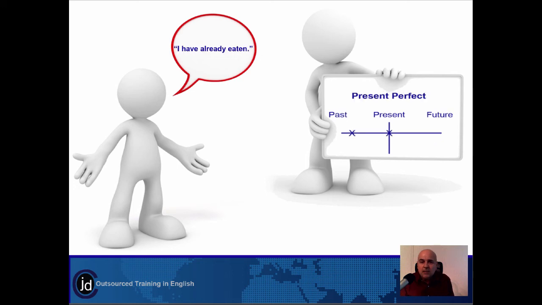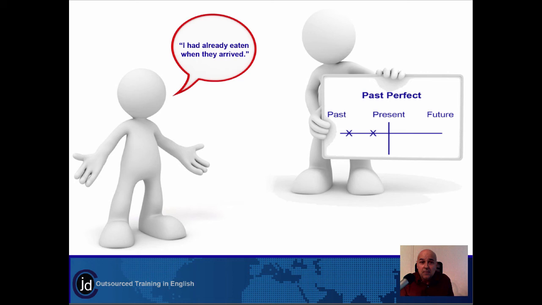Next we have the present perfect. And in the present perfect, we're going to look at the past participle with the verb. I have already eaten. Past participle, verb to eat, eaten. I'm still feeling the effects. I have already eaten. Past perfect, I had already eaten when they arrived.